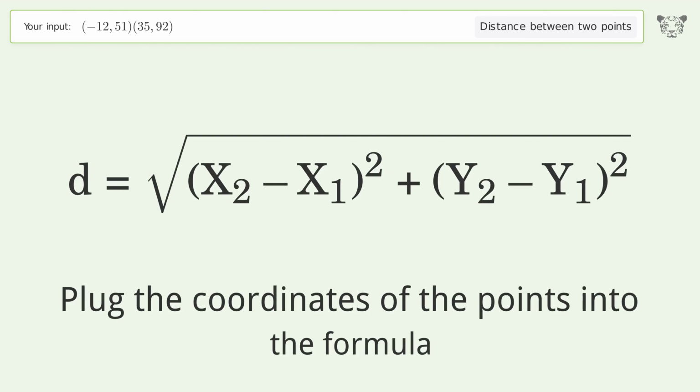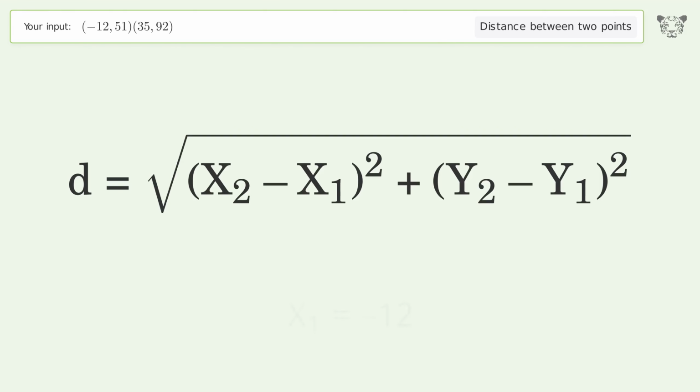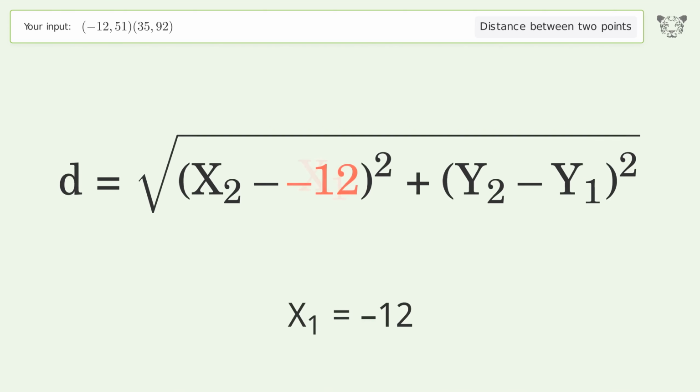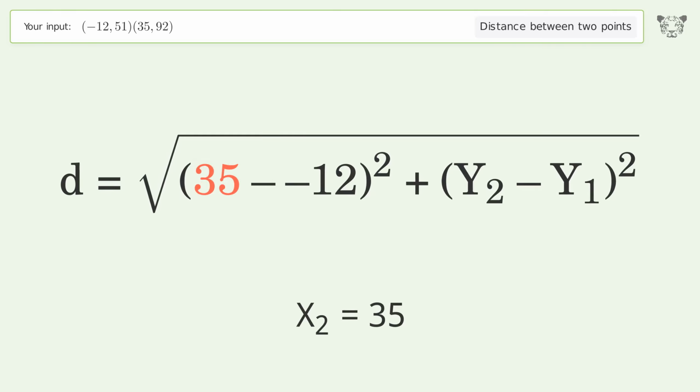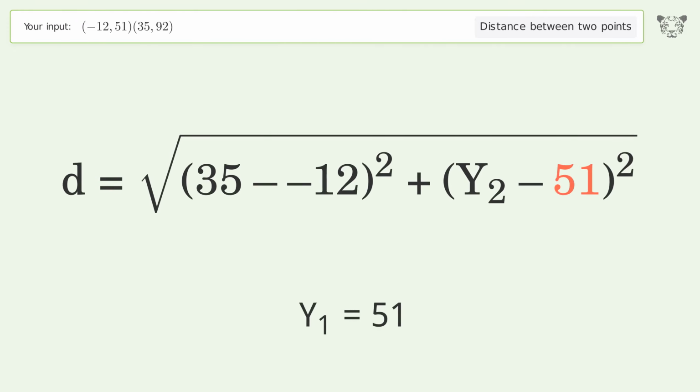Plug the coordinates of the points into the formula. x1 equals -12. x2 equals 35. y1 equals 51. y2 equals 92.